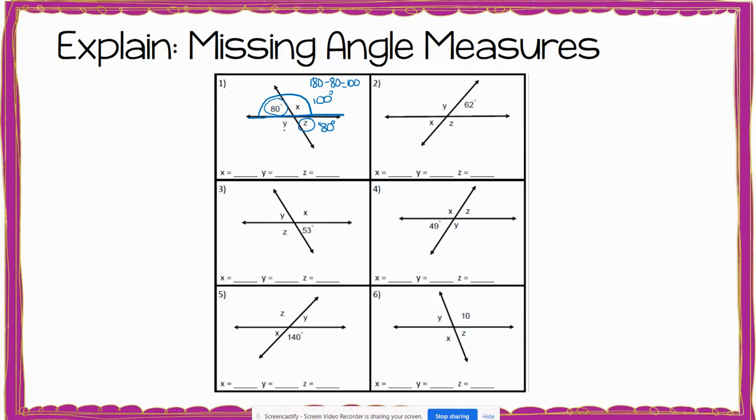Since X is vertical to Y, that means that these are congruent, so Y is also equal to 100 degrees. So X is 100 degrees, Y is 100 degrees, and Z is 80 degrees.